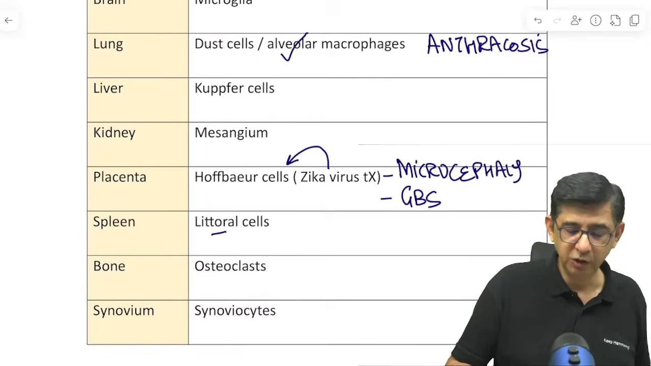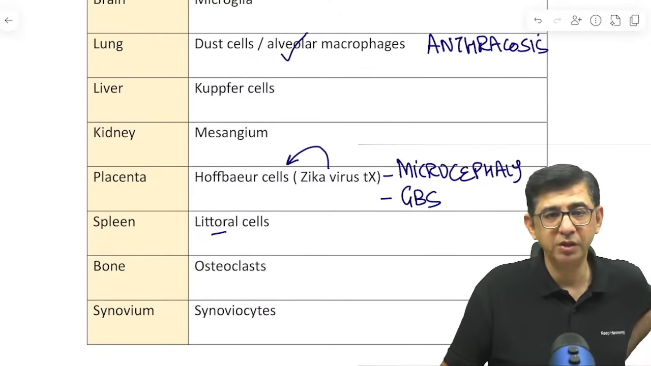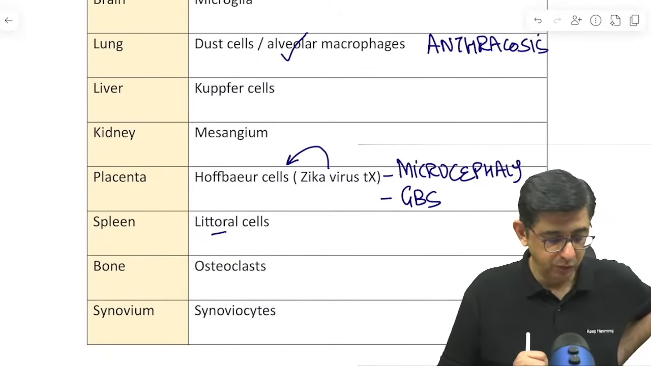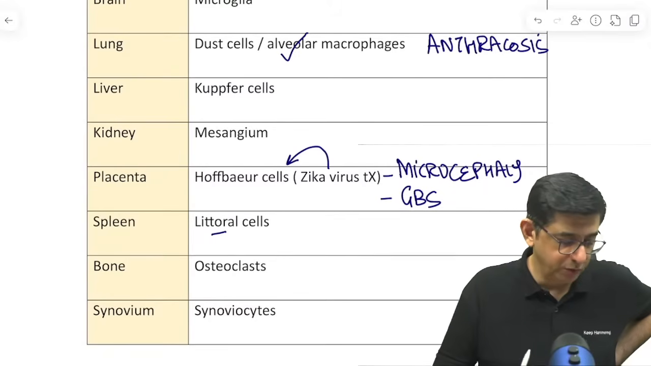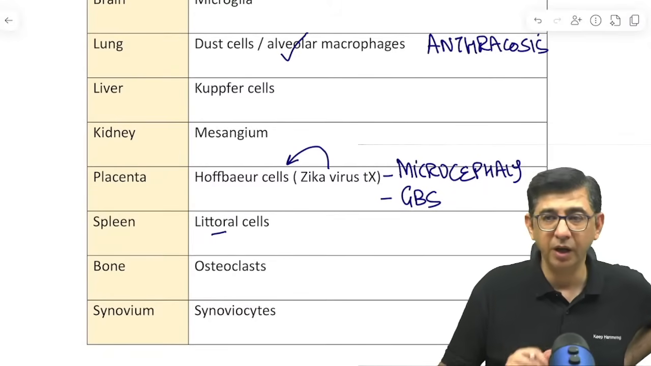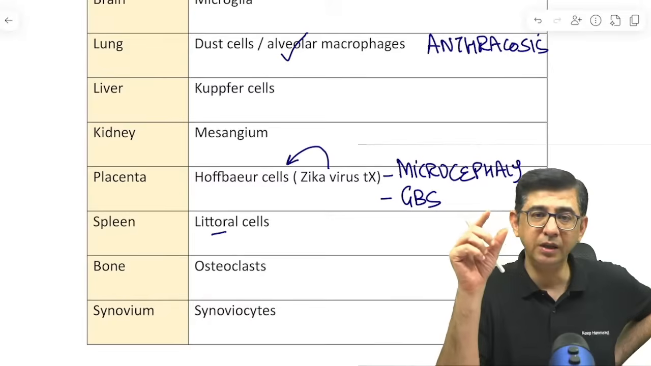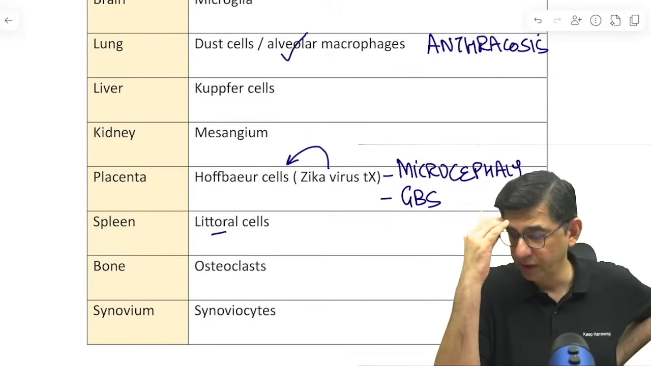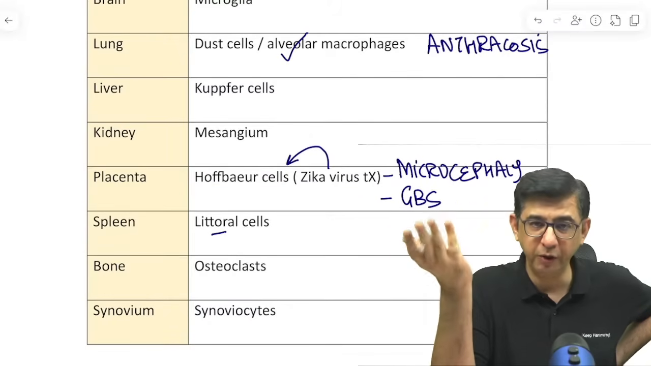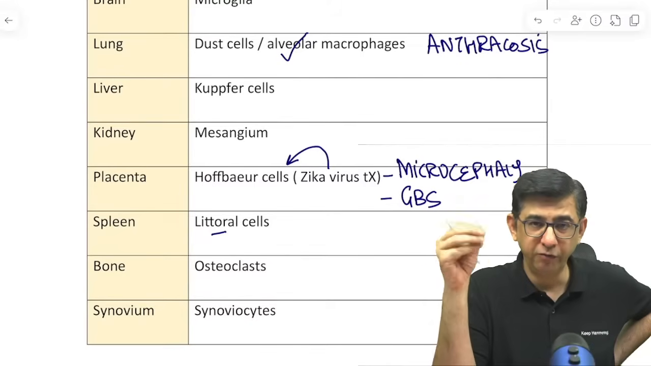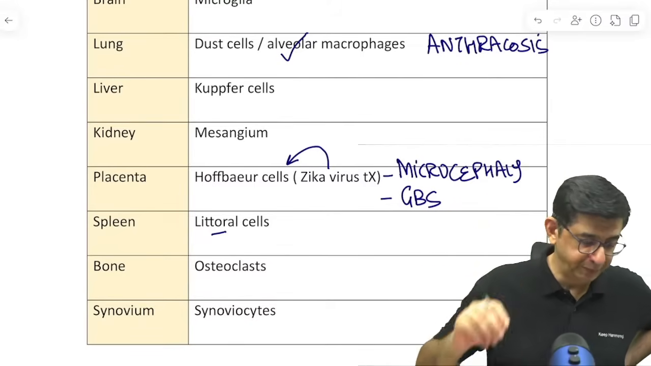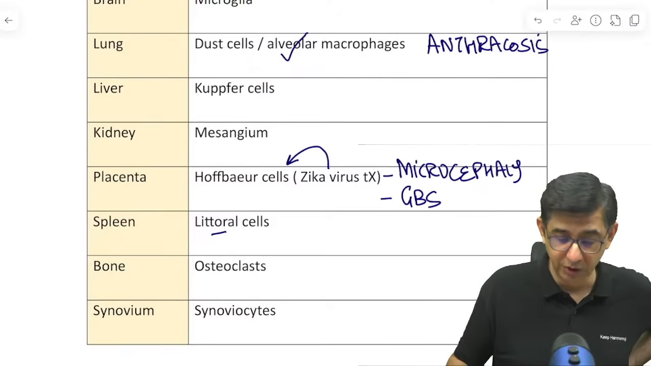Then the cells in the spleen for security are littoral cells, then osteoclasts and synoviocytes. Clara cells in the bronchioles would also be present. They help in regeneration. So Clara cells are not the classical cells responsible for security. Clara cells are basically for regeneration of whatever damage is in the epithelium, the damage in the epithelium due to anthracosis.